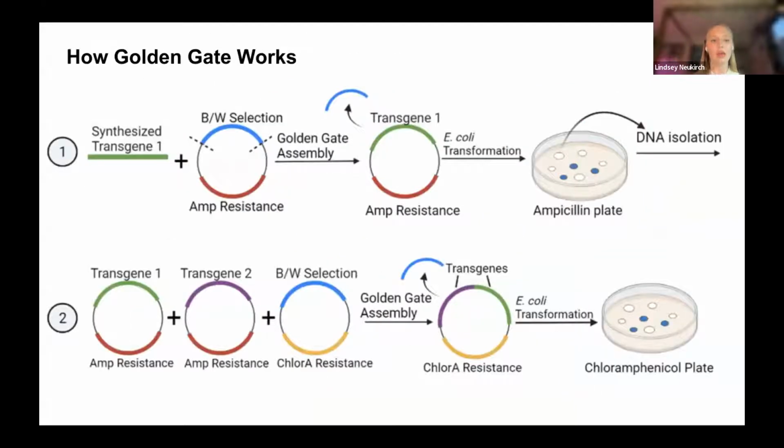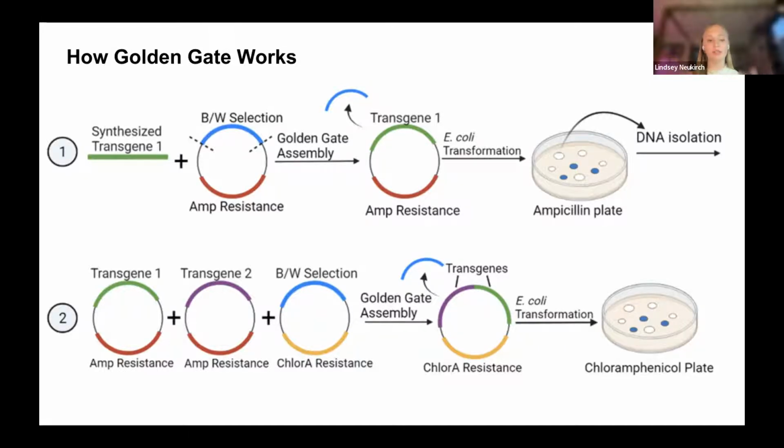And so going into how Golden Gate works, we use Golden Gate for all of our gene assemblies. And so Golden Gate uses type 2 restriction enzymes to do so. So how you do it is you have a transgene, and you combine that with a vector, which contains ampicillin resistance and a blue-white selection gene to be cut out. The type 2 restriction enzymes are key here because they bind to one part of the DNA, but they cut a few base pairs away. So it leaves these sticky ends that you can program to insert your genes in a certain order.